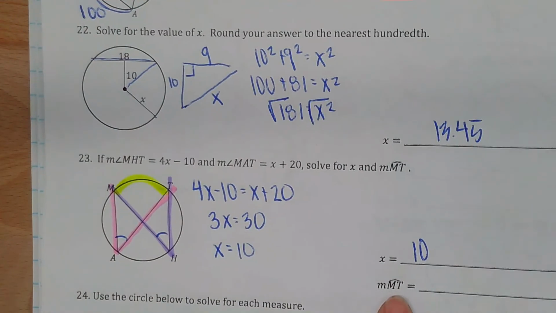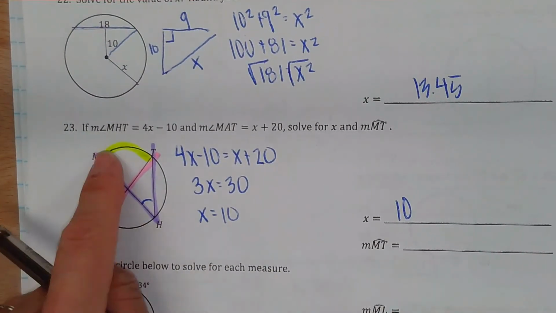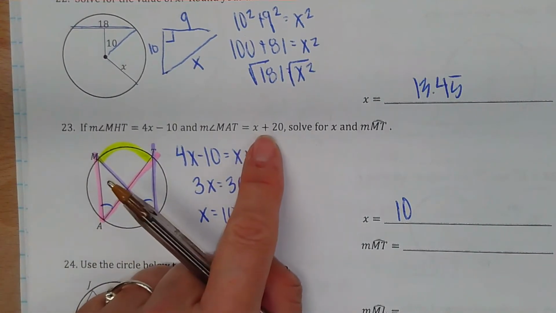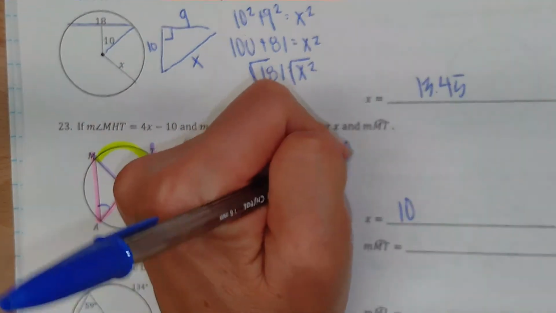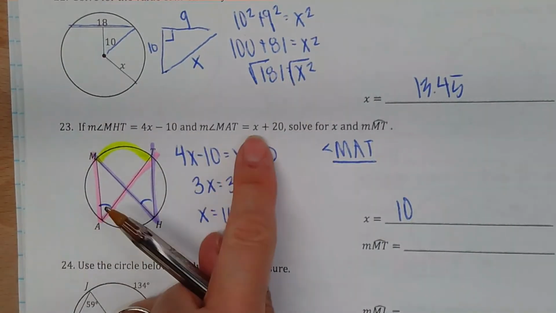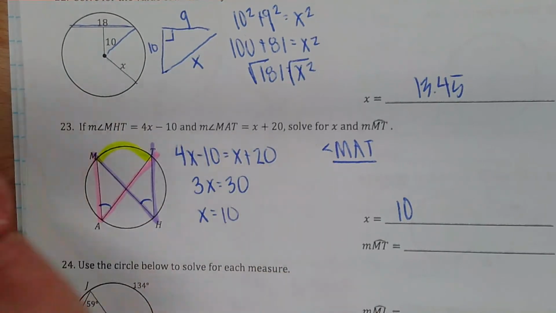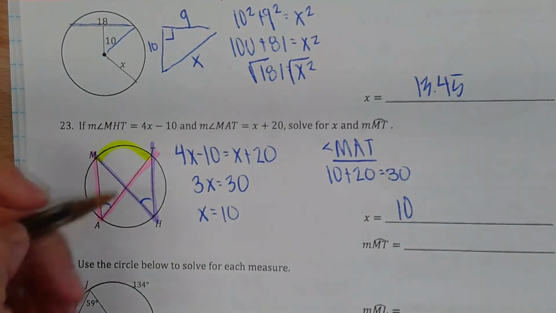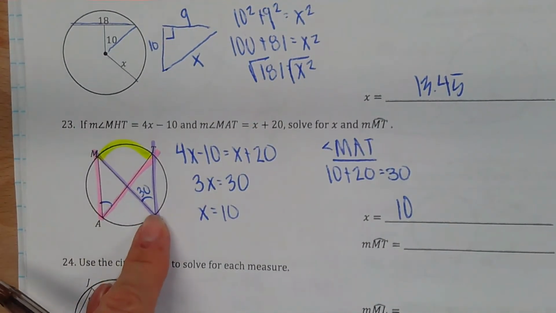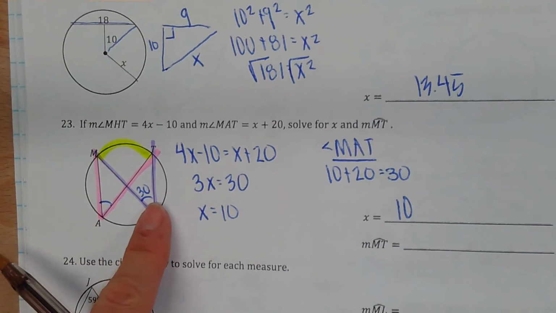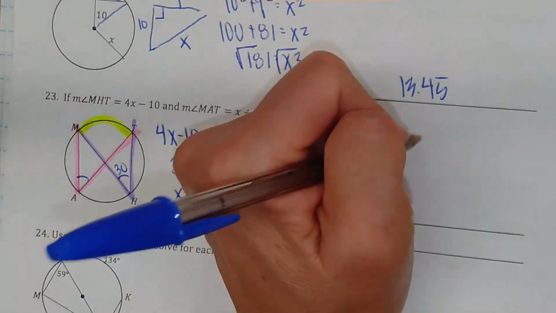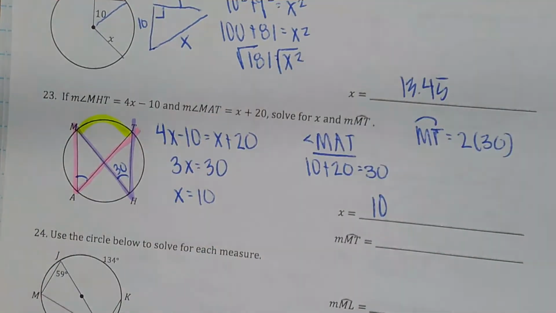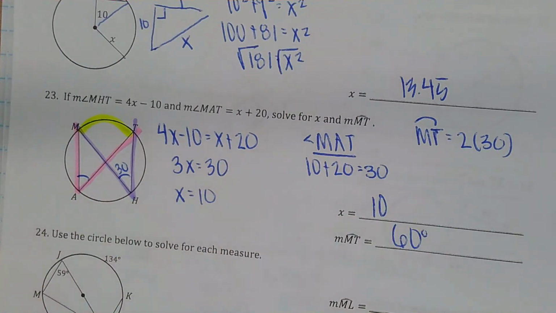All right, well, the end is asking me to solve for MT. So MT is right here. I can plug this 10 into either of these. I'm going to plug it in to angle MAT just because it's a little bit less complicated than the other expression. So 10 plus 20 equals 30. Well, we now know that this angle is 30. Because it's an inscribed angle, it's half as much as the arc. So to get arc MT, we have to multiply 2 by 30, and we'll get 60 degrees.